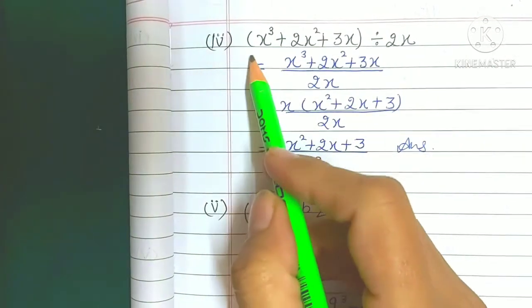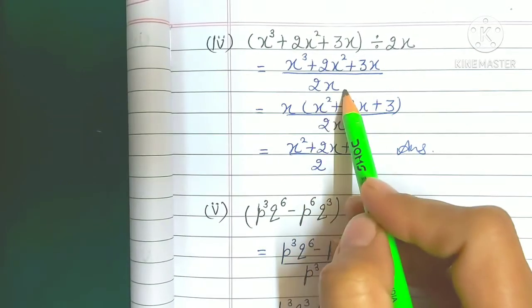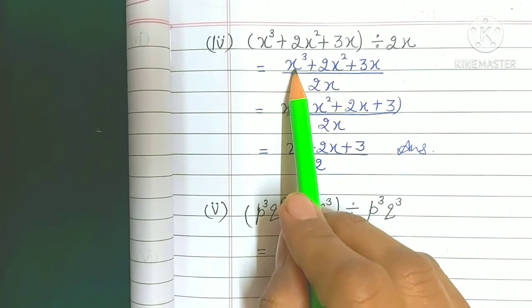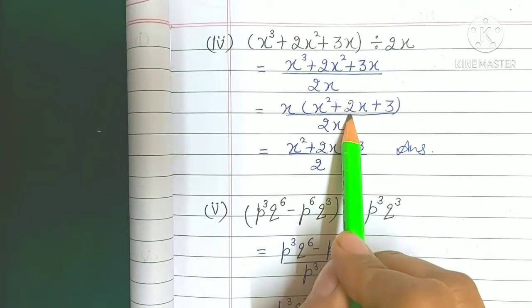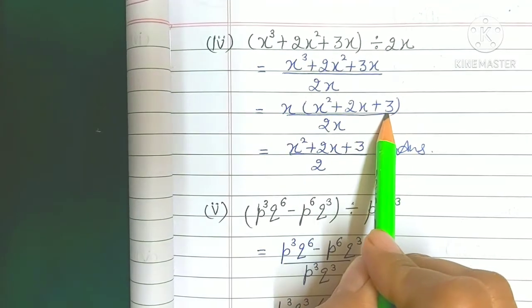Fourth part of the question. In the numerator it is x cube plus 2x square plus 3x. In the denominator it is 2x. From the numerator we can take x common. So what is left? x square. From here if I take x common, plus 2x will be left. From here if I take x common, plus 3 will be left.